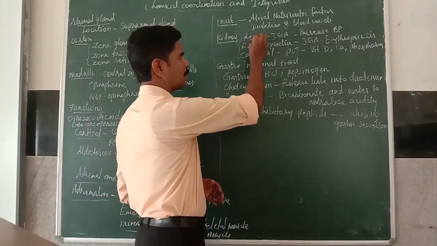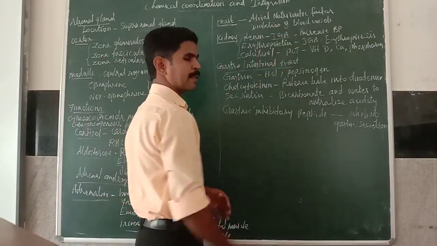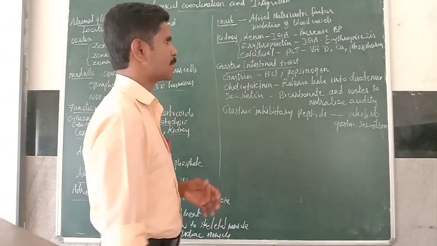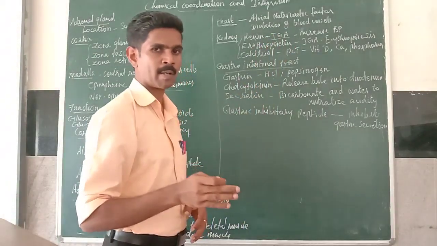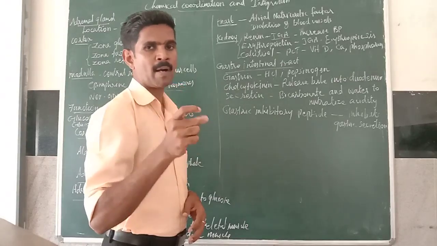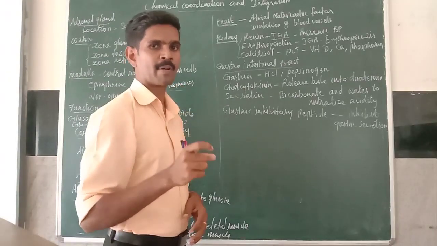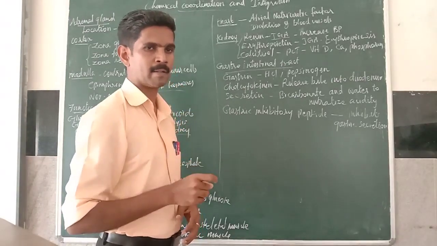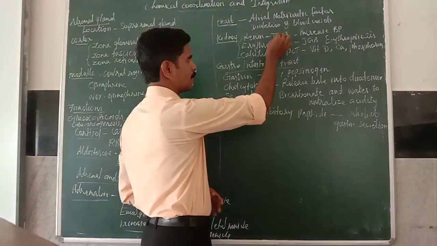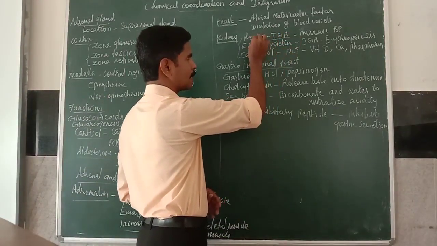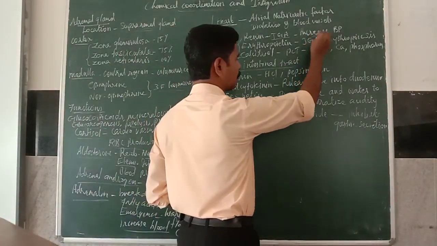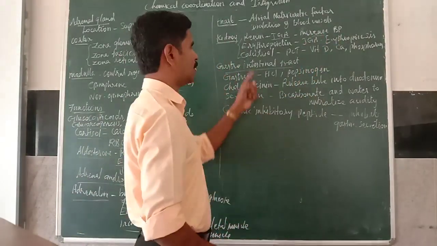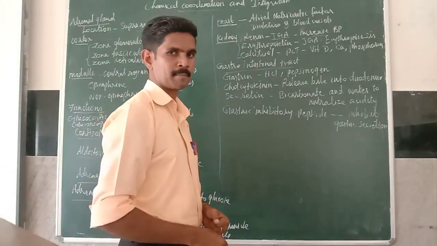The first hormone, renin, is produced by a special type of cells present in the juxtaglomerular apparatus. The juxtaglomerular apparatus is one of the parts present in the nephrons. Nephrons are the functional units of the kidney. The cells present in this juxtaglomerular apparatus secrete the renin hormone, and the major function of renin is increasing the blood pressure.